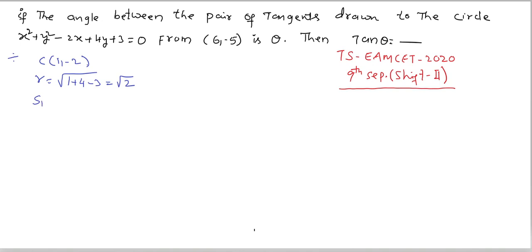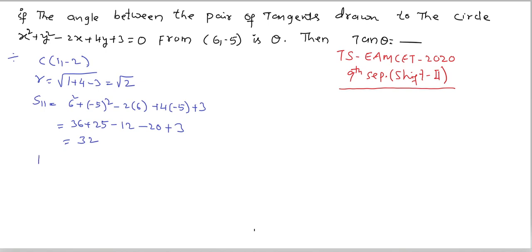Now we find S11. S11 means we substitute the point 6 comma minus 5 in the given circle. 6 square plus minus 5 whole square minus 2 into 6 plus 4 into minus 5 plus 3, that is equal to 36 plus 25 minus 12 minus 20 plus 3. So that is equal to 36 plus 25, 61, 61 plus 3 is 64, minus 32, that is 32.